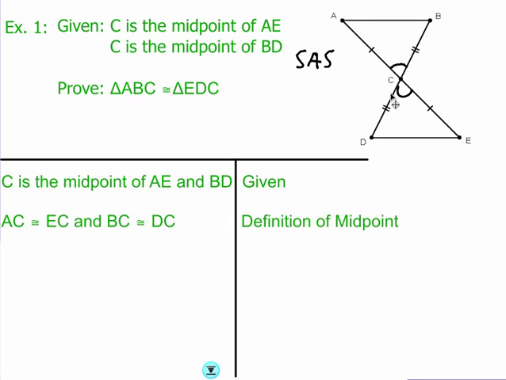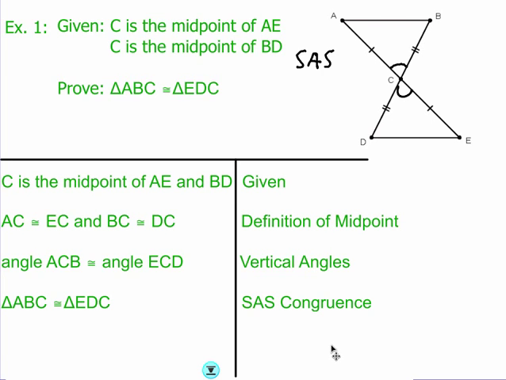Okay, so now I've said my side and side. Now my angle, I know these two angles are congruent, angle ACB and angle ECD, by vertical angles. And now I've got two sets of sides that are congruent, and the angle between them is congruent. So I can say my triangles ABC and EDC are congruent because of the side angle side congruence theorem. And that's all there is to that one. We're going to look at a few more examples of this.